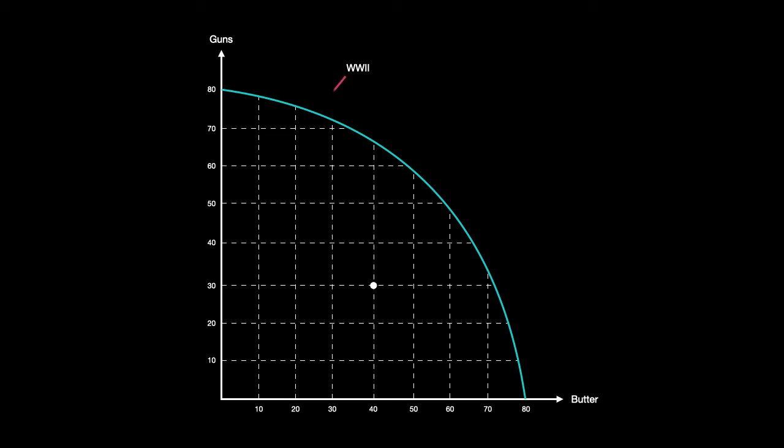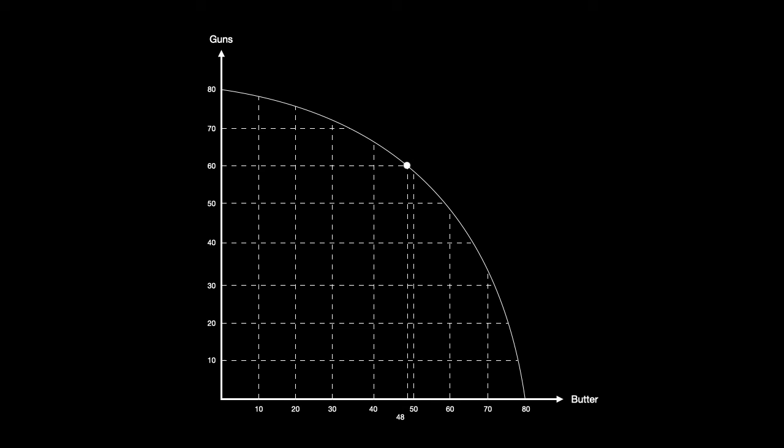Now, where we are really depends. In World War II, we were closer up here to producing a lot of guns and less butter. We wanted to win a war, so the expenditures on defense increased significantly, about 50% of GDP at the peak of our involvement in World War II. And so that would be an instance of spending time there. But where we are really depends.